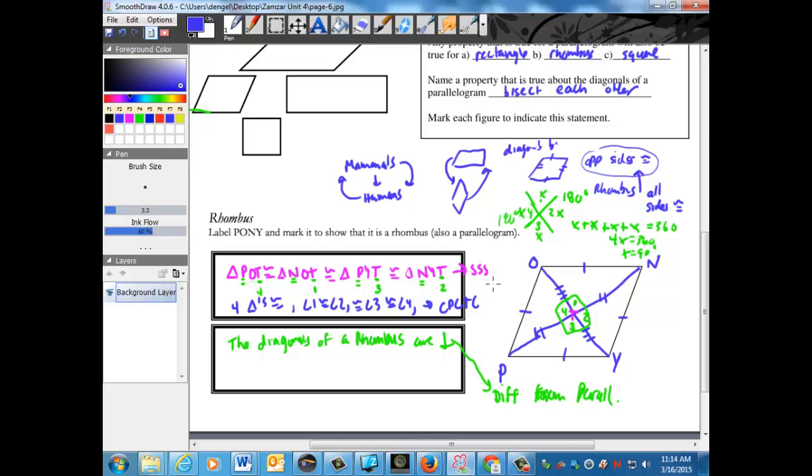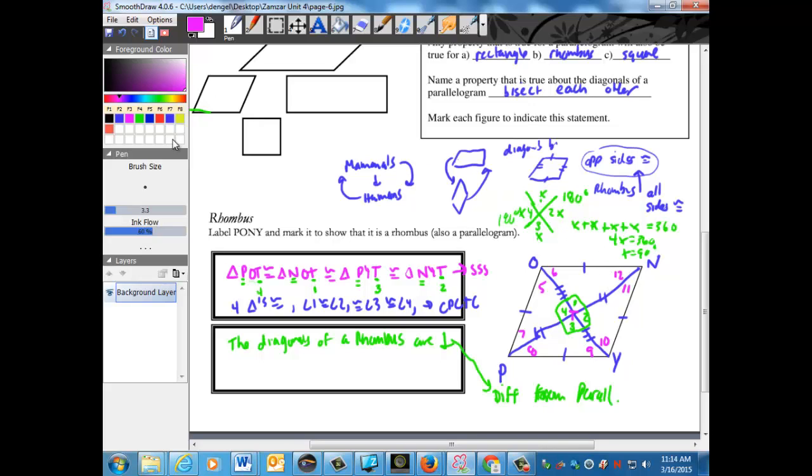All right, well, we're not done yet. We have more things that we can mark. Next, go ahead and label. Let's change colors again. This is going to be angle 5, angle 6. We're going to call this angle 7, angle 8. We'll call this angle 9, angle 10, and then angle 11 and angle 12.